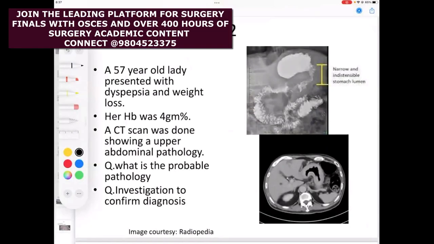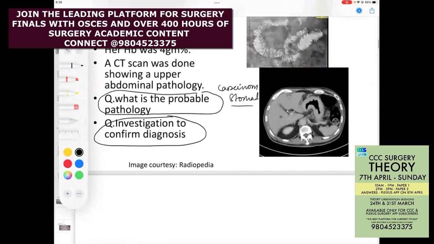This question, I think, was an easier one. What is the probable pathology? Can you tell me what is the probable pathology from this condition? Sir, carcinoma of stomach. Very good. So this was a simple one. Carcinoma of the stomach. What are the investigations that will lead to confirm the diagnosis?